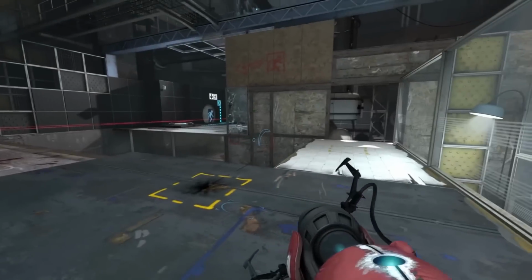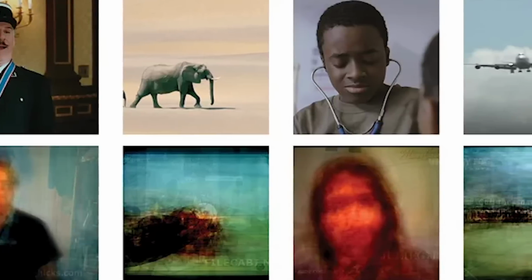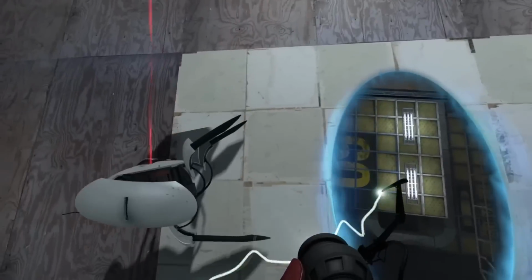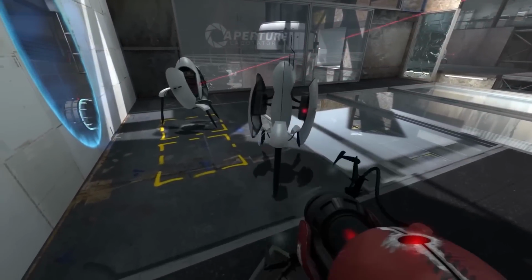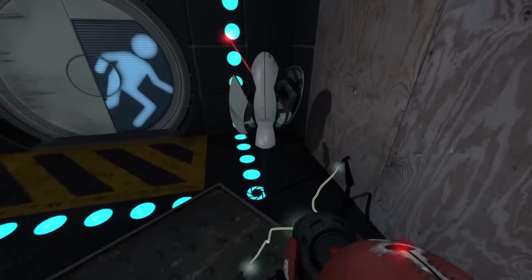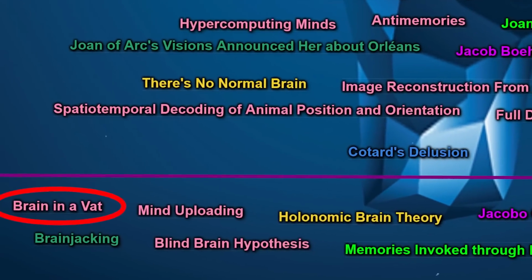Right now, this tech is still in its infancy. The reconstructions are rough, and the process requires big, clunky equipment like fMRI machines, which are not exactly practical for everyday use. But as AI and neuroscience advance, it's not hard to imagine this tech becoming way more accurate and accessible in the future. It's like we're standing at the edge of something that could completely change how we think about consciousness, creativity, and even reality itself.